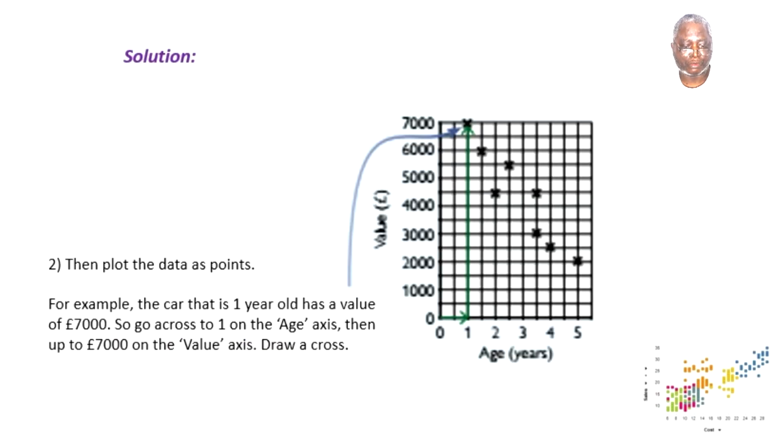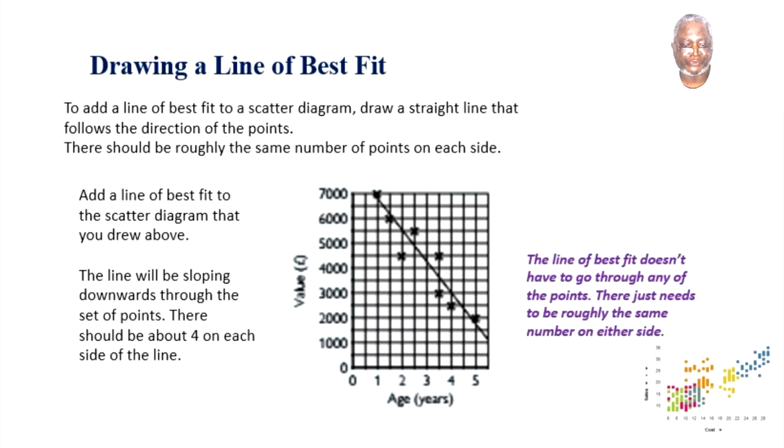So the solution: plot the data as points. For example, the car that is 1 year old has a value of £7,000. So go across to 1 on the age axis, then up to 7,000 on the value axis, and then you draw a cross. To add a line of best fit to a scatter diagram, draw a straight line that follows the points on the diagram. There should be roughly the same number of points on each side.